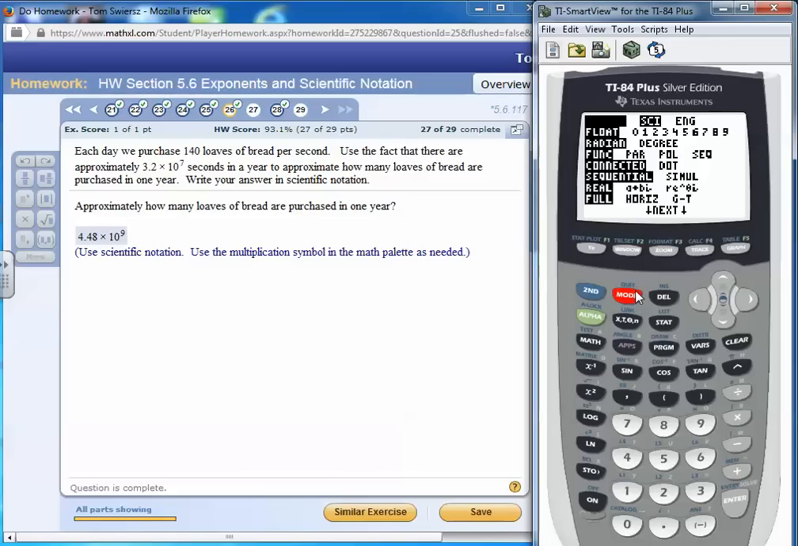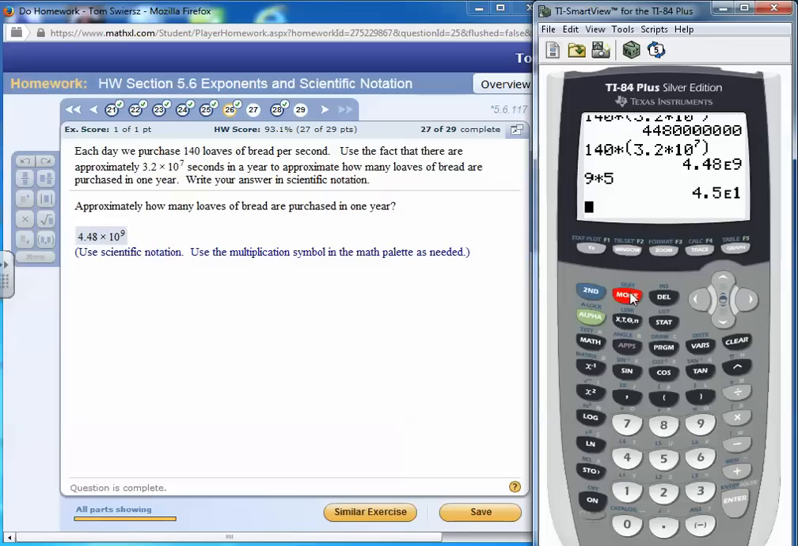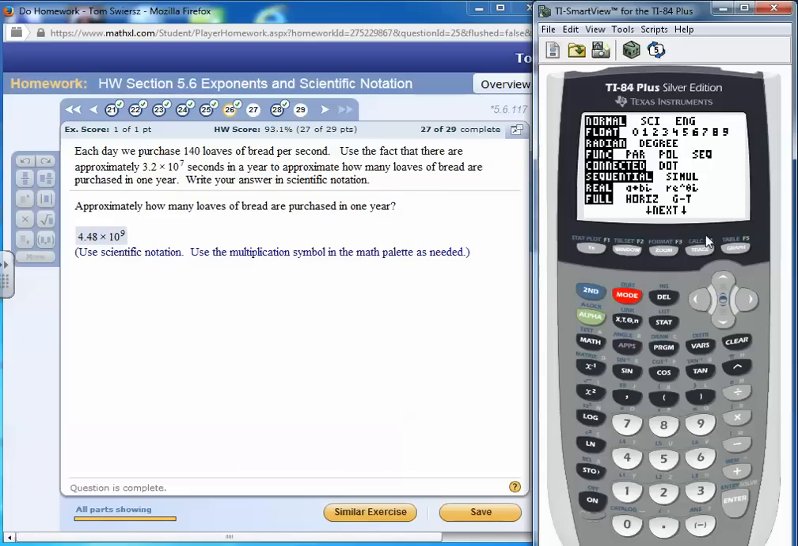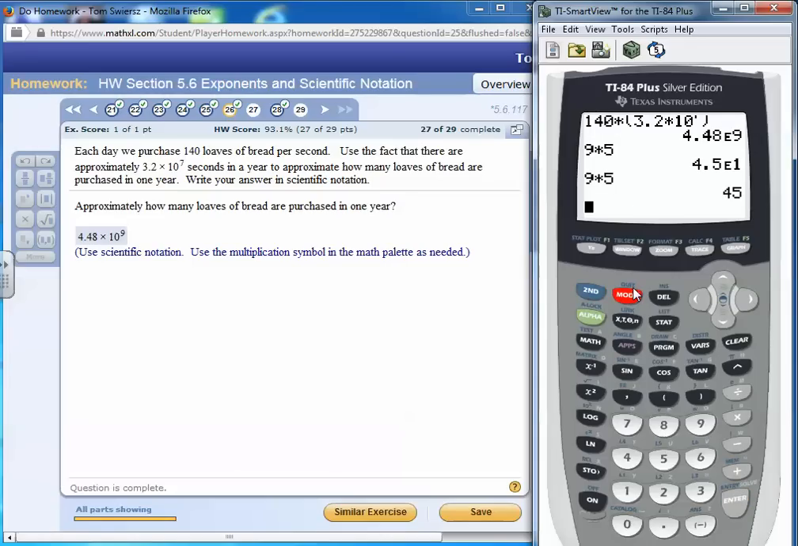You have to go back to mode, and it's highlighting normal, hit enter to save normal, and then hit second quit, and now you get back to regular mode. So again, go back to mode, highlight normal, hit enter, and then you'll be back to what you want. So hit second quit, and then you have your answer.